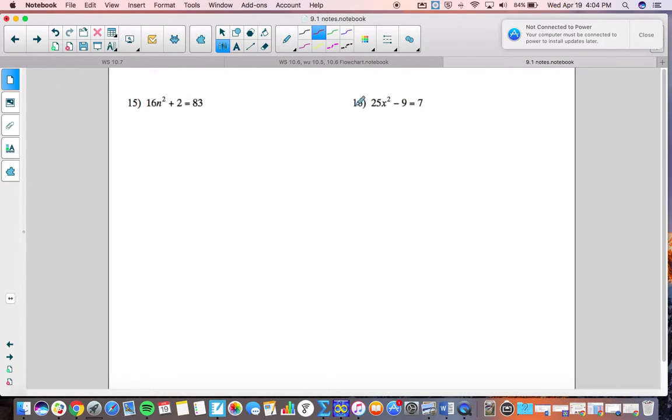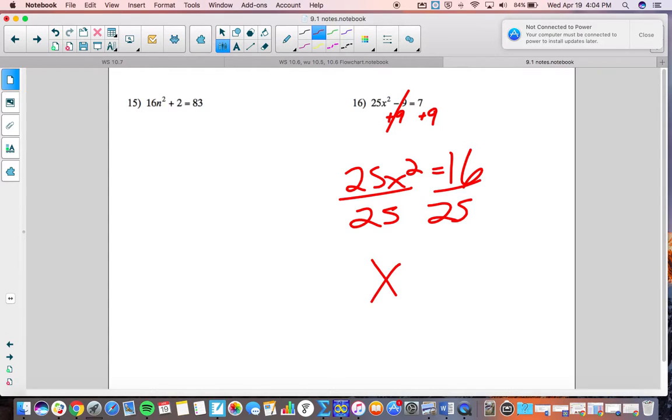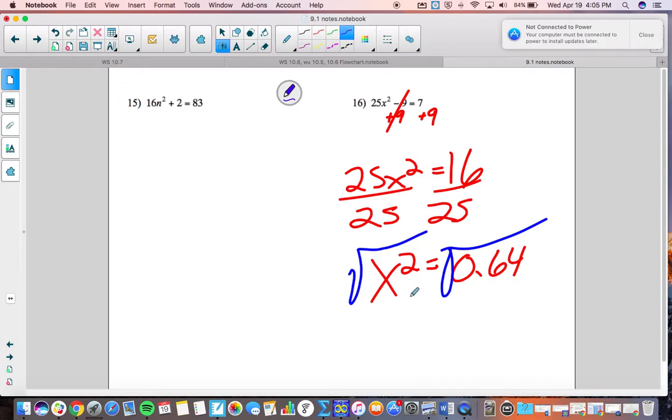Let's try one of these. Which one looks tougher? I know some people didn't like this. We're going to add 9 first to undo subtracting. 25x squared equals 16. Undo multiplication next. Now we could take that 16 and divide it by 25. We get 0.64. That's what x squared is. I don't want to know what x squared is. I want to know what x is. So square root each side.